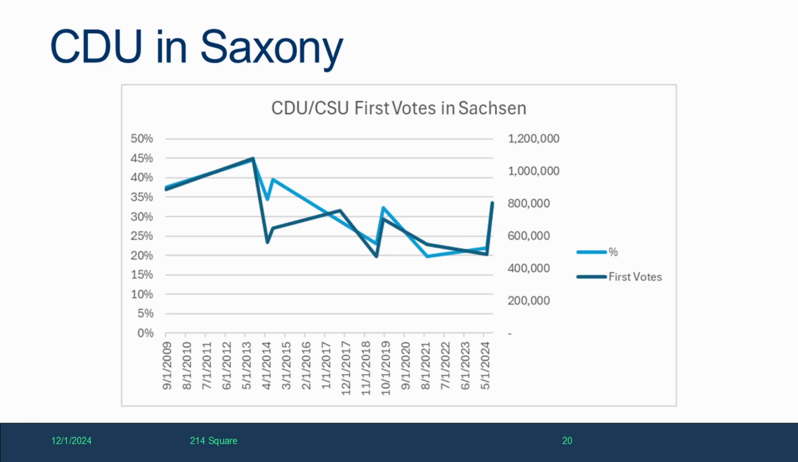In comparison, we have the CDU in Saxony, the party of Michael Kretschmer, who is the prime minister of the state of Saxony. And here we can see even the CDU, a conservative, center-right party, lost some votes, but it is not as steep as we have seen with Die Linke. And probably this could be the case because the CDU is also fishing in the same pool of voters as the AfD does in some cases, not in every case, but in some cases. However, this is just a hypothesis and is not proven yet.